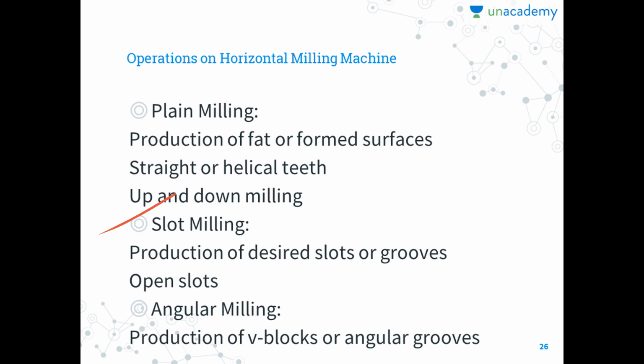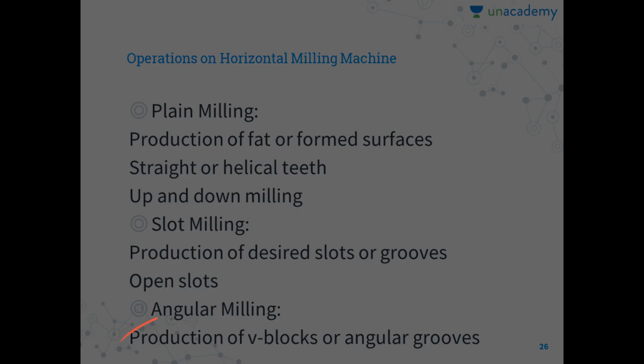Then you have something called angular milling. Angular milling is a process which is used for the production of V blocks and desired angular grooves with the help of a suitable single or double angle cutter.